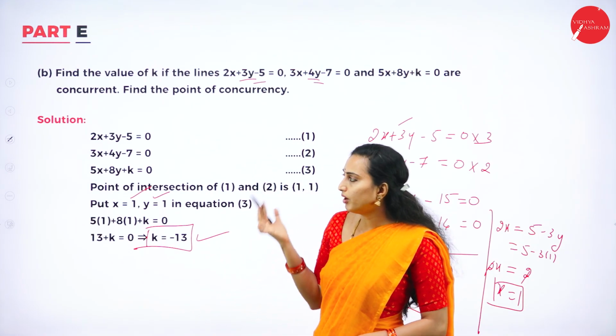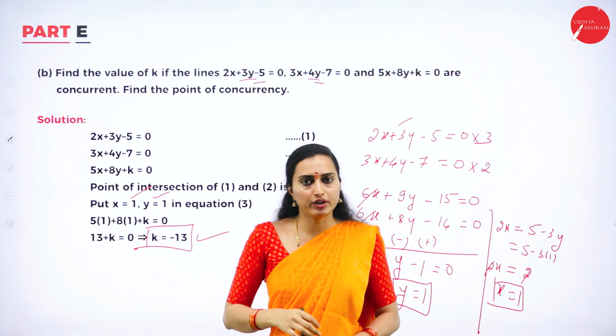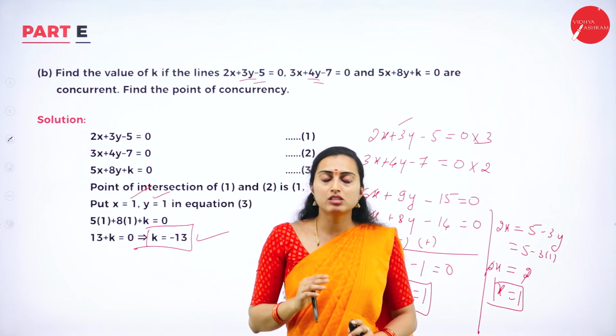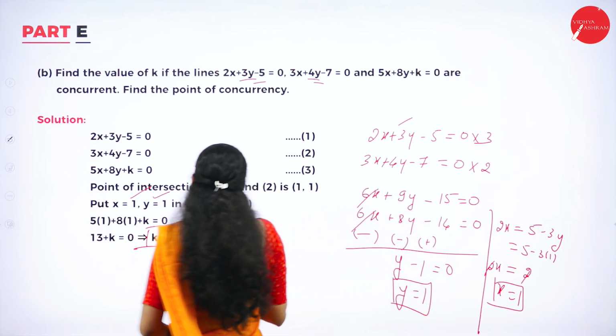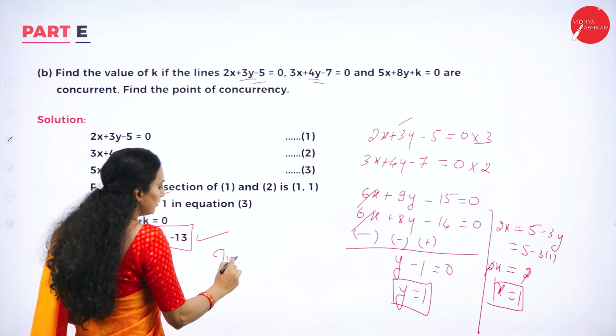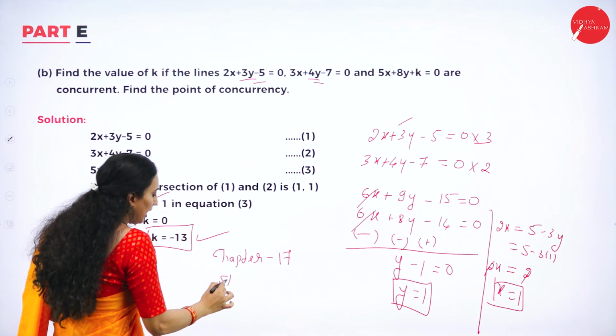Okay, now you got how to solve. This is for a 4 marker and this step is also very important. Got it? Now this is from which chapter? Straight lines, so chapter 17. This is from chapter 17, straight lines.